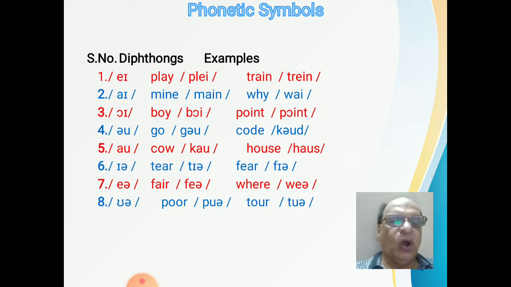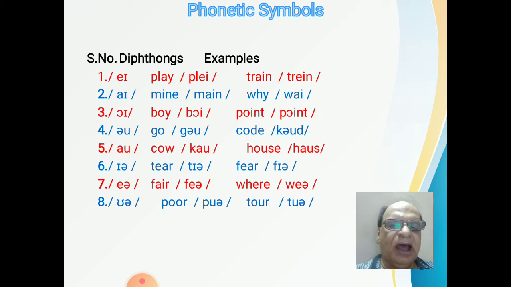Third one is Oi. Boy. Don't say boy. There is no Y sound in this. It is only B followed by the diphthong O and E. Boy. Next one, fourth one, is A and U. Go. Don't say go followed by O. It is not O. It's a diphthong. Go. A and U. Code.